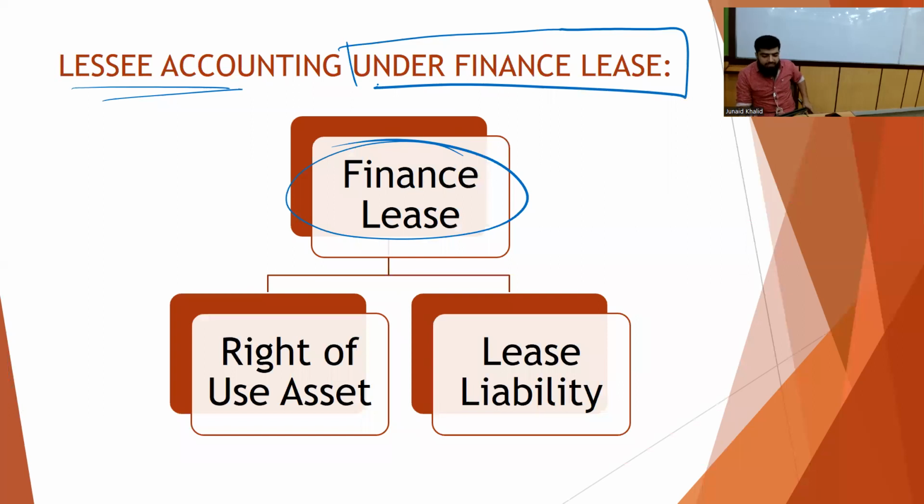The finance lease states that while the lessee is recognizing that lease as a finance lease, the lessee needs to recognize both the right of use asset and the lease liability. What does it mean? Try to concentrate on this one, please.